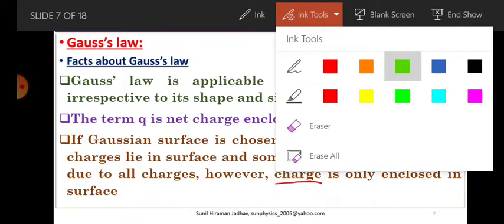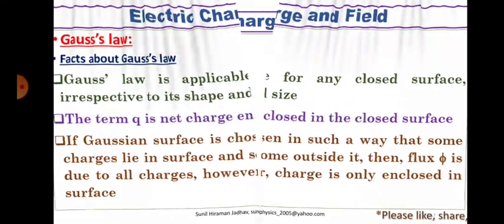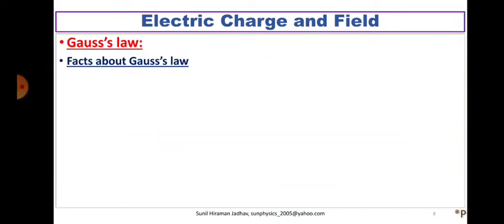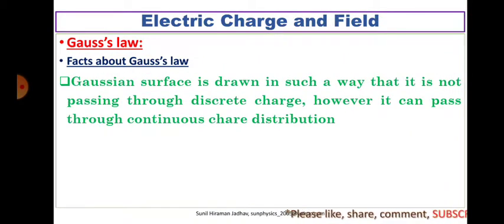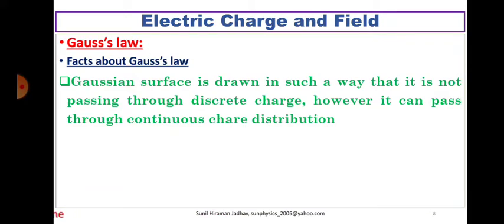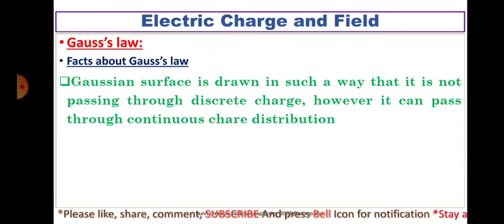Next, the fourth postulate. The Gaussian surface is drawn in such a way that it is not passing through a discrete charge. However, it can pass through a continuous charge distribution. Now, what is the meaning of continuous charge distribution? That we will discuss in the next video.